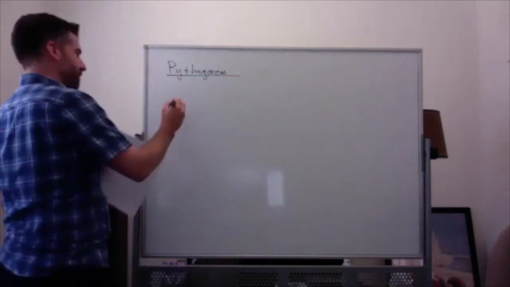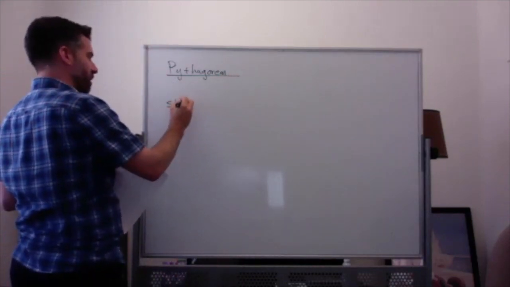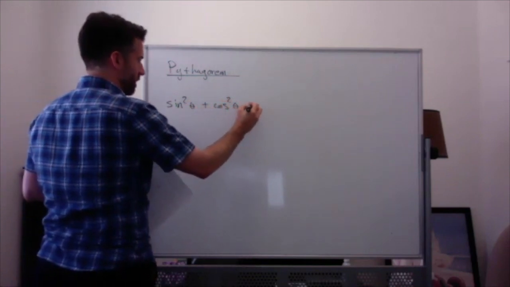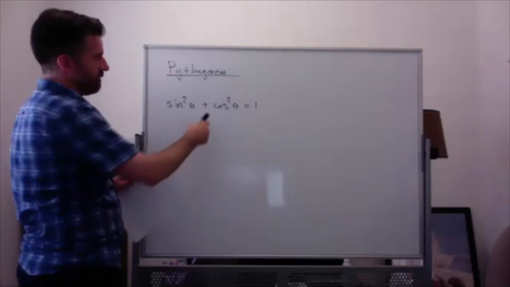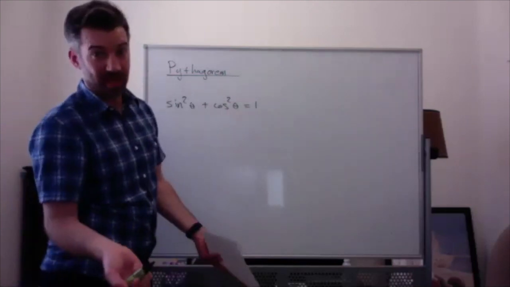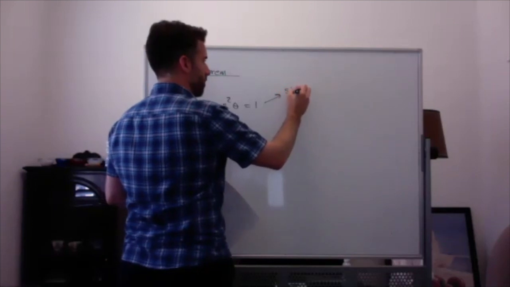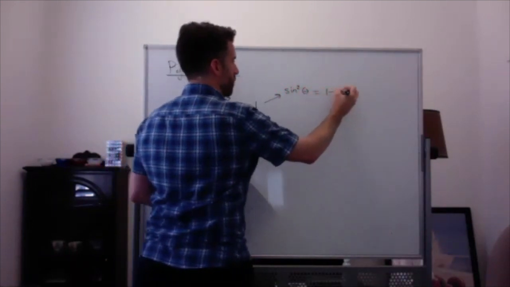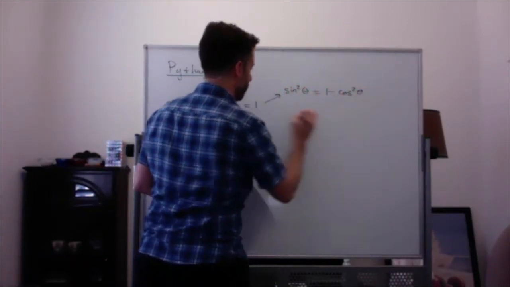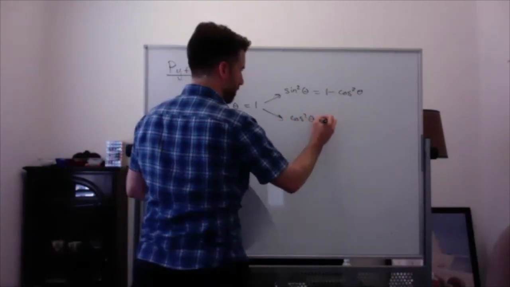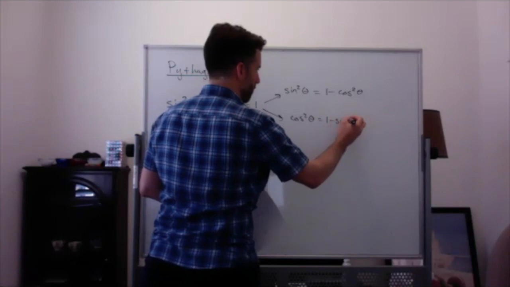We have everyone's favorite, or the most famous, trig identity: sine squared theta plus cosine squared theta equals 1. And from this, there are a couple of other ways we like to rewrite it. Sometimes we write sine squared theta equals 1 minus cosine squared theta. Sometimes we write cosine squared theta equals 1 minus sine squared theta.